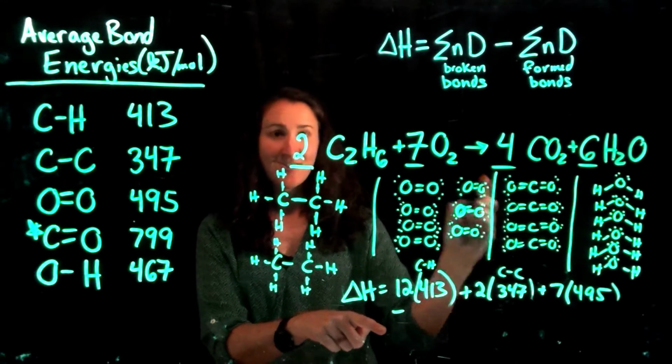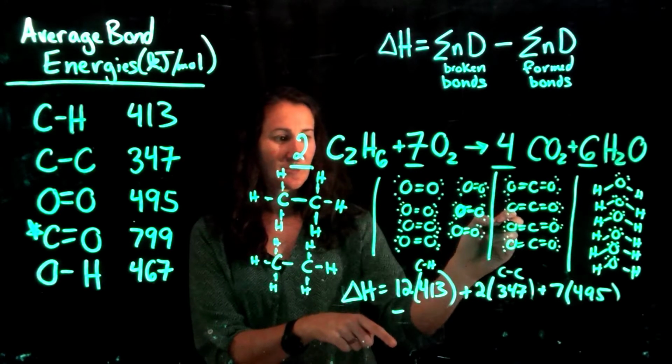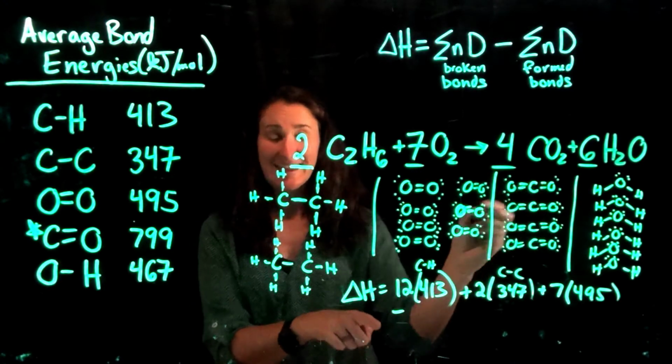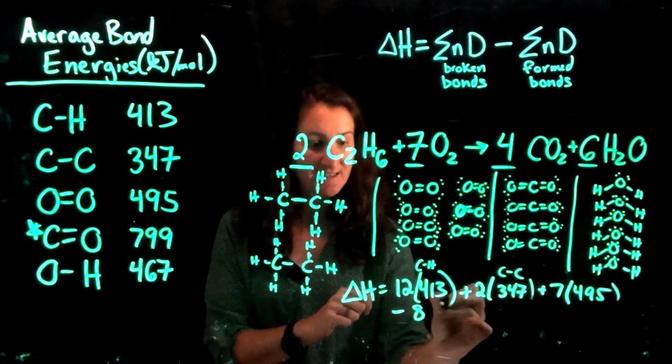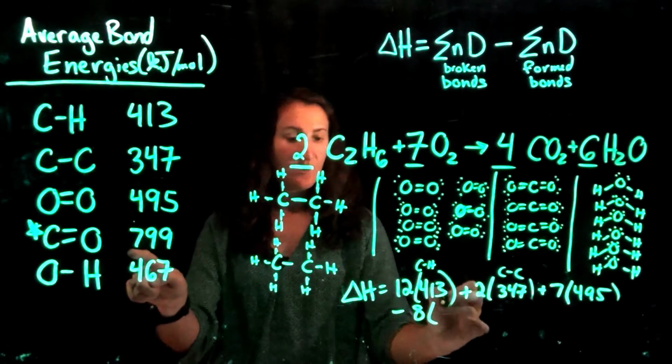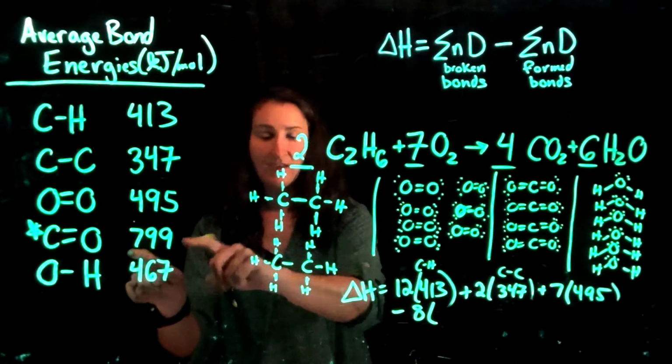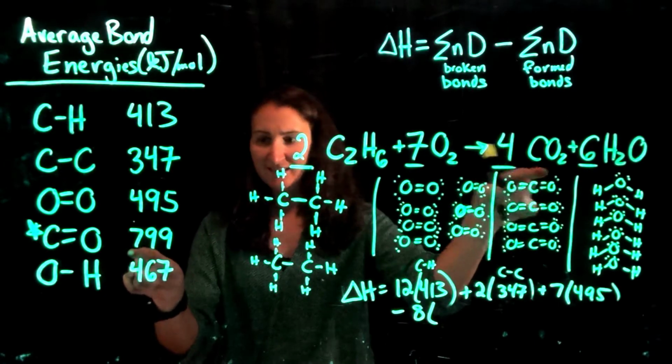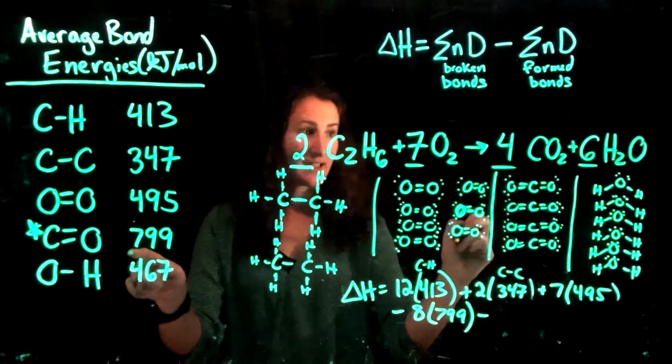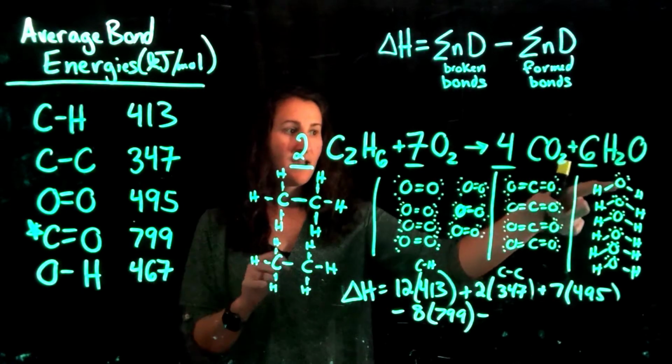How many C to O's do I have? Do I have 4? No, you have 1, 2, 3, 4, 5, 6, 7, 8. I have 8 of them. So minus 8 times C to O, which is, since it's carbon dioxide, I'm going to use this value, minus, now I go over here to water, O to H.